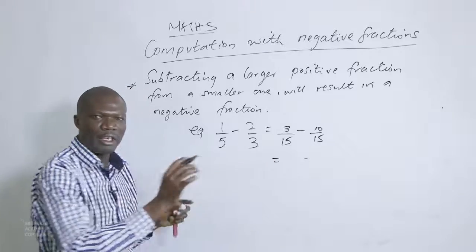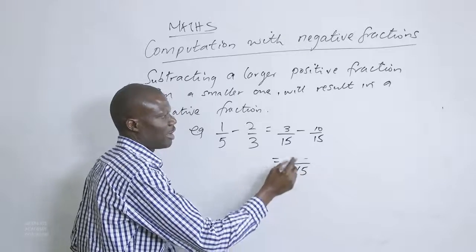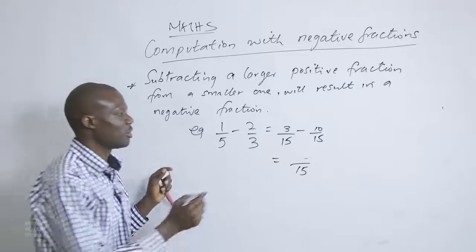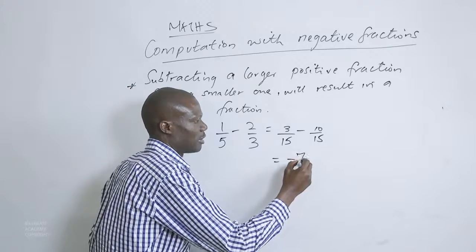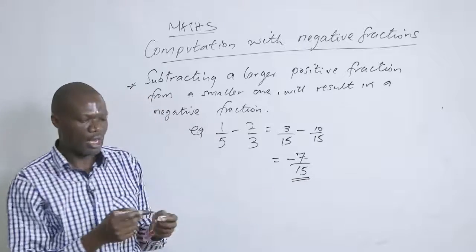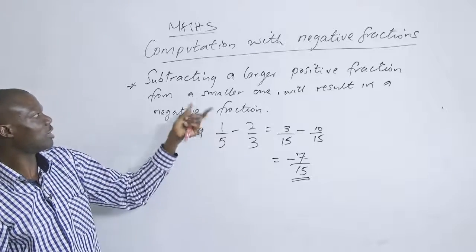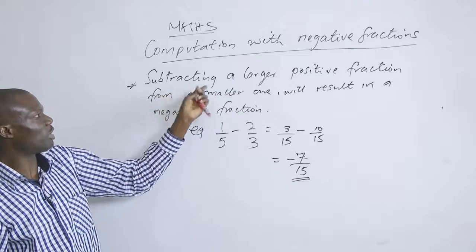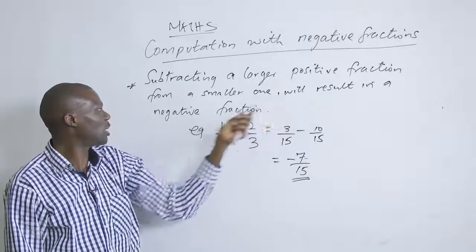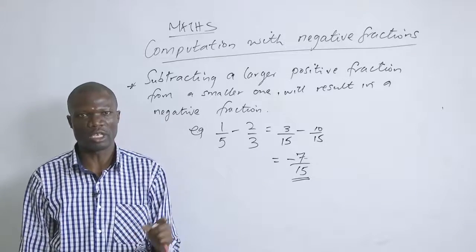Now, the denominator while subtracting or adding remains the same, so we maintain the denominator of 15. And then up here it is 3 minus 10, which is negative 7. So you'll notice that we have resulted to our answer being a negative fraction, hence completing the principle of saying while subtracting a larger positive fraction from a smaller one, it will result in a negative fraction. That is the case to consider, number 1.